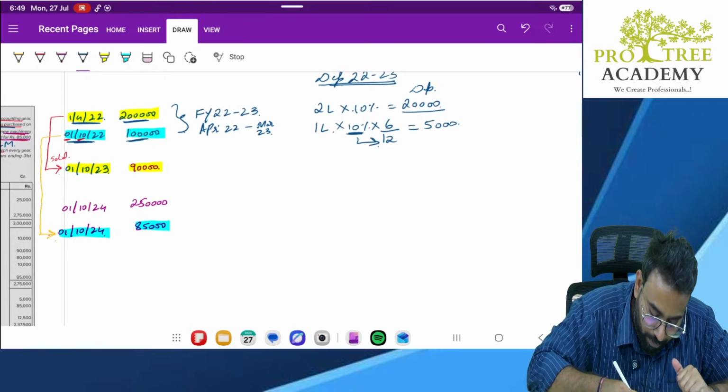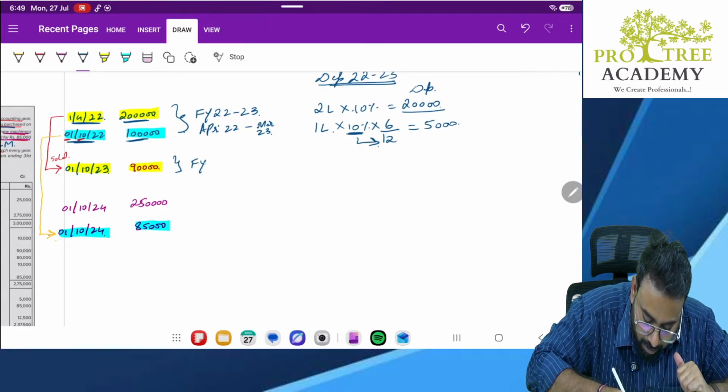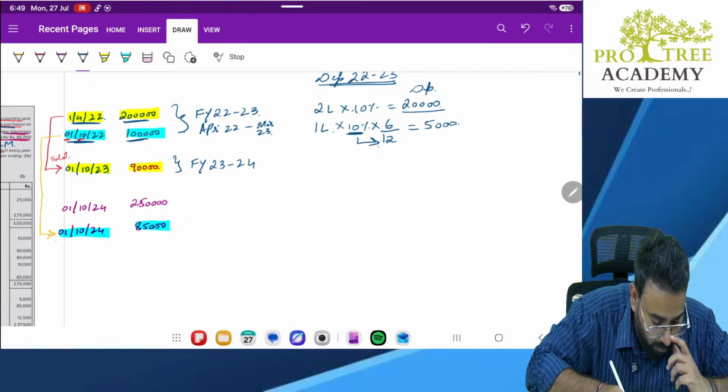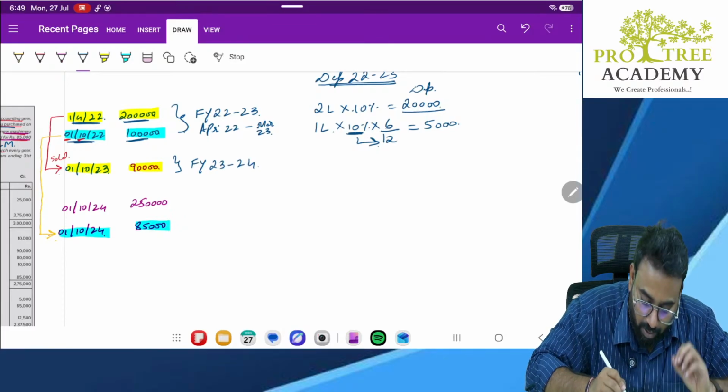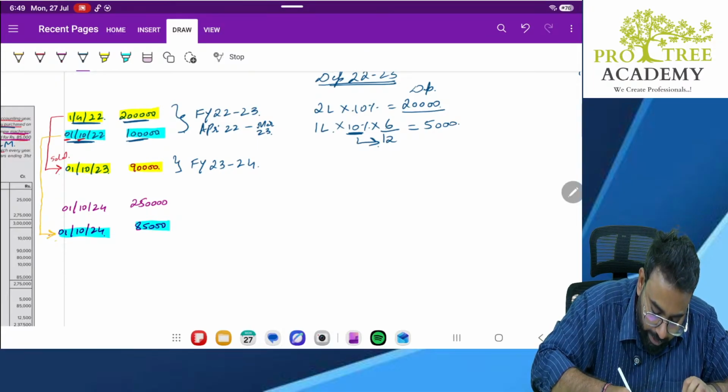Now coming to the next financial year, 23-24. Now understand. Machinery 1 was sold here.